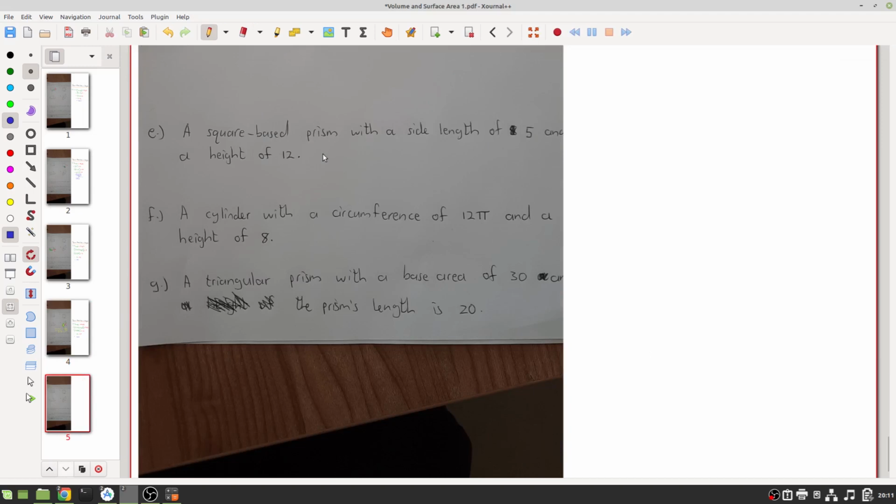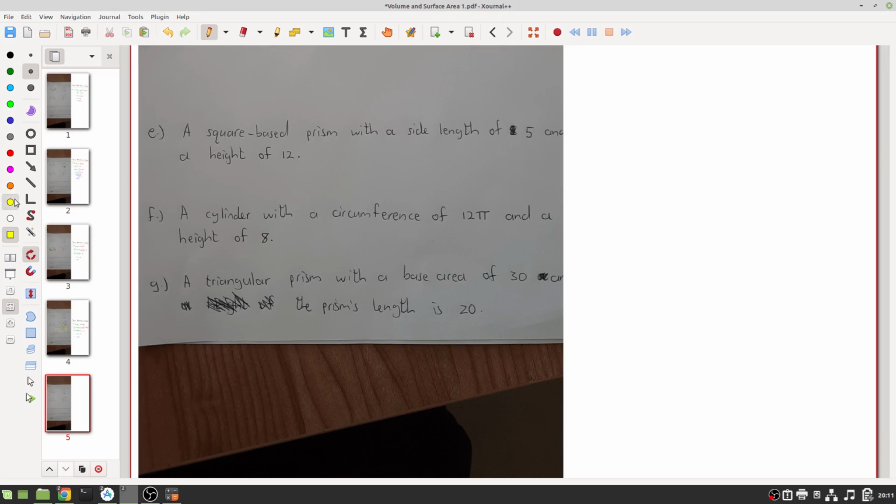Okay. Last 3 questions on this. So find the volume, and so again, we'll start with just finding the volume of each of these. Okay, so we need the volume of a square-based prism with a side length of 5 and a height of 12. We don't need to draw this, but I would suggest if you struggle to visualize this, then you can draw it. It'll be nice to draw.